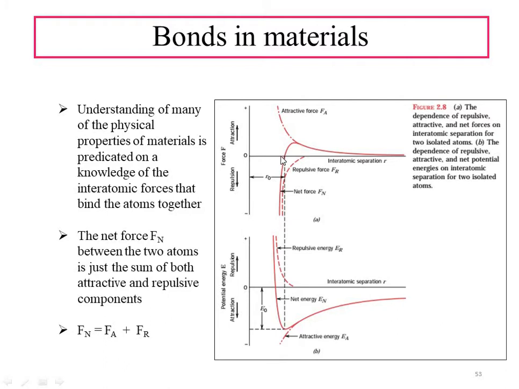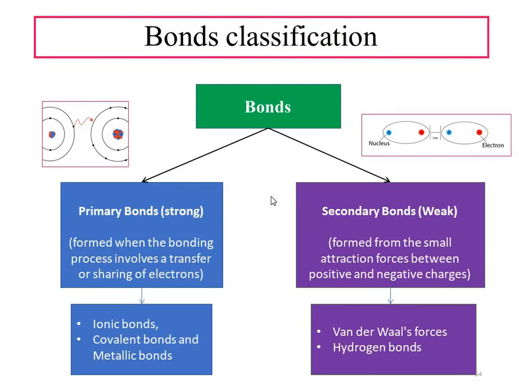With this information we are moving to the next slide, the bond classification. Bonds in any molecule are primarily classified into two: the primary bond and the secondary bond. The primary bonds are strong bonds, secondary bonds are weak bonds. Let us see the primary bonds in this video. I think we already discussed all three bonds, that is ionic, covalent and metallic bond. In the next video we will see how the secondary bonds work.